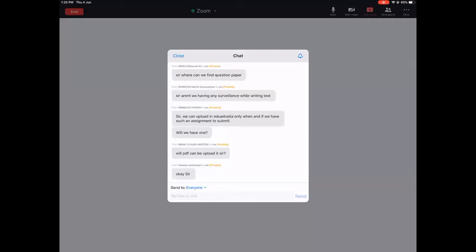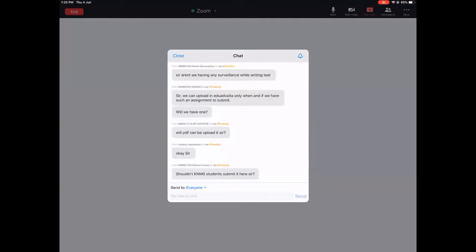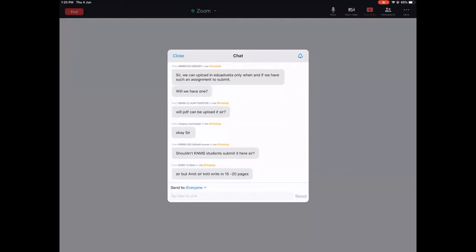Yes, you can submit a PDF, you can submit a photo. No, you don't have to submit it here. If you are submitting it there, it's enough.